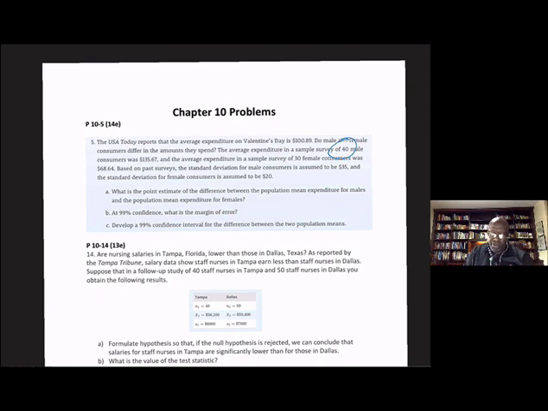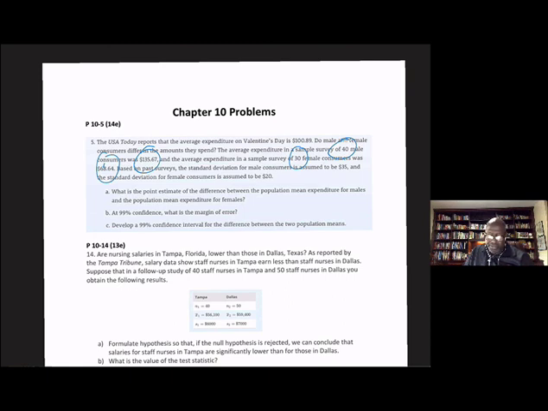was $135.67, and then for 30 females was $68.64. The standard deviation for males is assumed to be known, based on past surveys. So that essentially means that we're taking that to mean the population standard deviation, right?